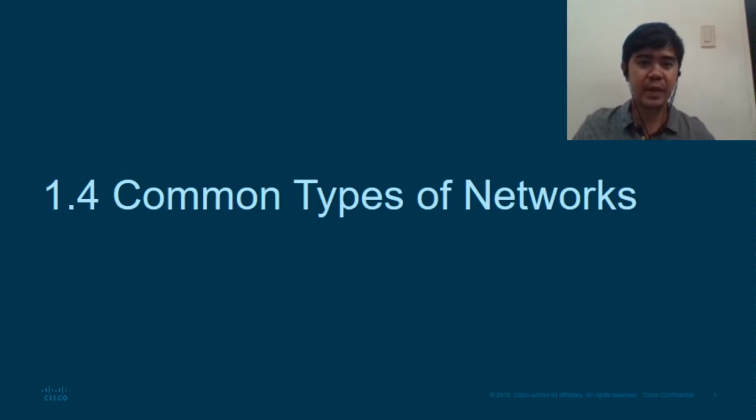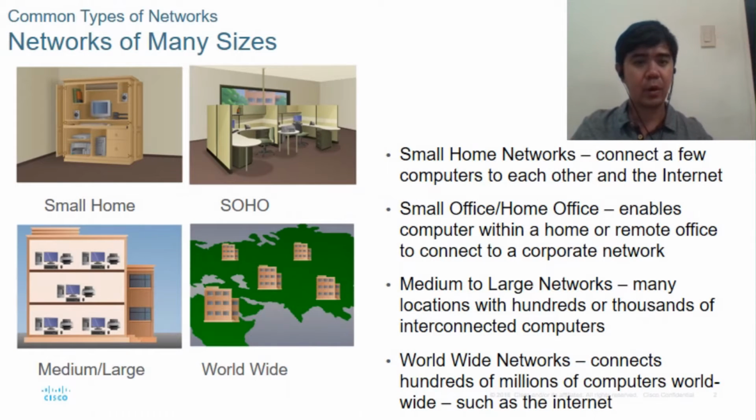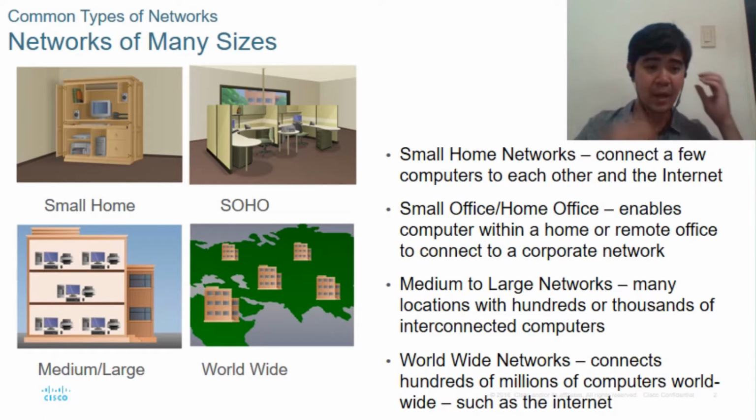We move now to the second part of chapter 1. Now, there are different types of network. Cisco categorizes them as a small home, a small office or home office (SOHO), a medium, large, or enterprise network, and the worldwide web network or worldwide network.